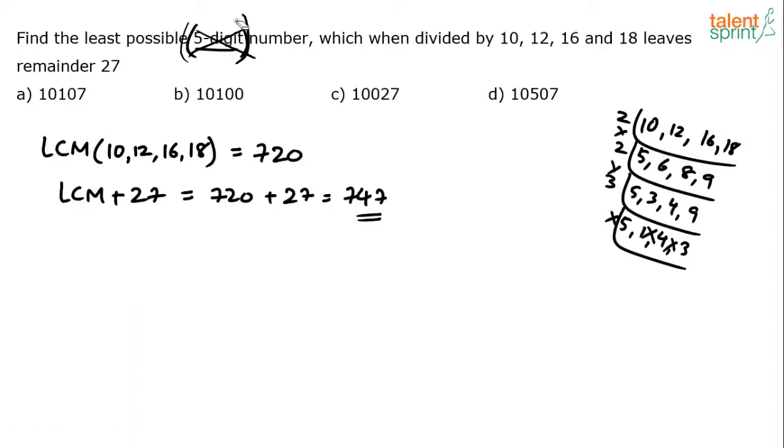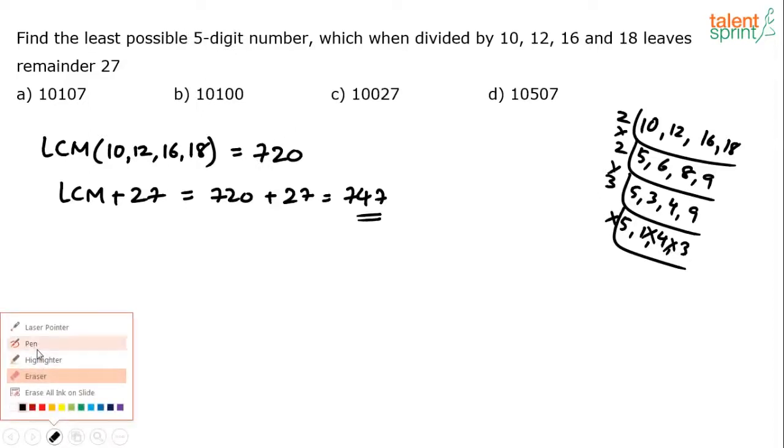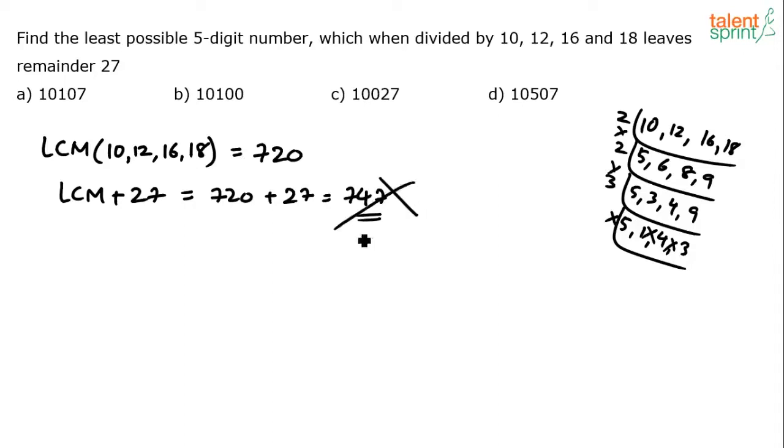How do you do that? Simple. First of all, let's take multiples of 720. See, never take multiples of 747. You cannot be considering multiples of 747. You have to take multiples of 720 and then finally add 27 to the answer. Right? Some students commit this mistake. They take multiples of 747 and find out which is as close as possible to a 5-digit number. That's not the process. Take multiples of 720.